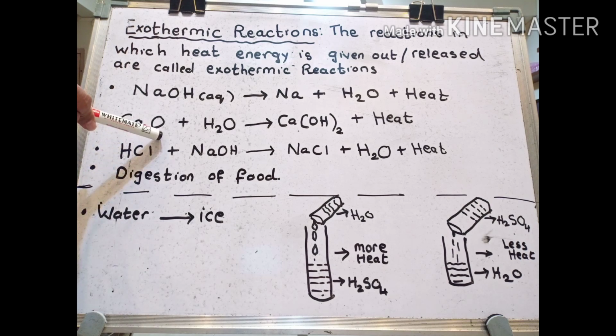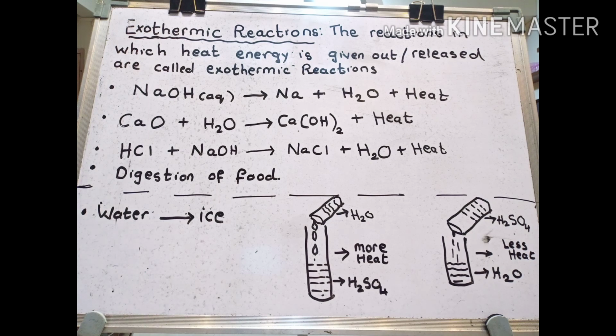You dissolve calcium oxide in water. When calcium oxide is dissolved in water, it leads to the formation of calcium hydroxide with a tremendous amount of heat energy being liberated. Also, if you make hydrochloric acid react with sodium hydroxide, you have sodium chloride being formed along with water and a lot of heat energy.